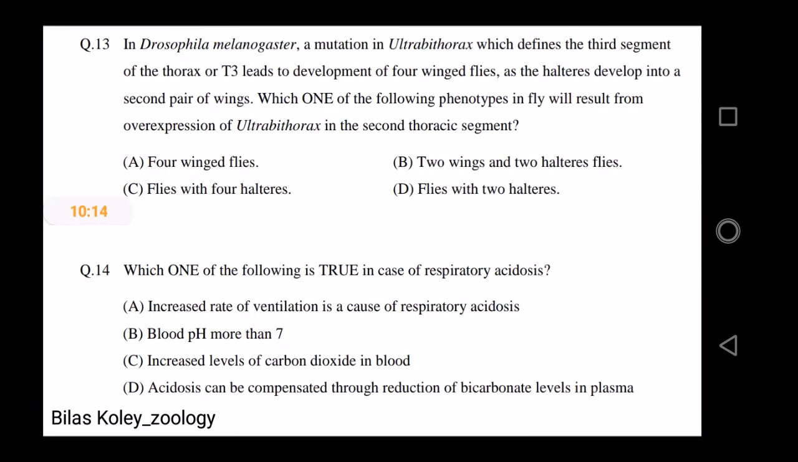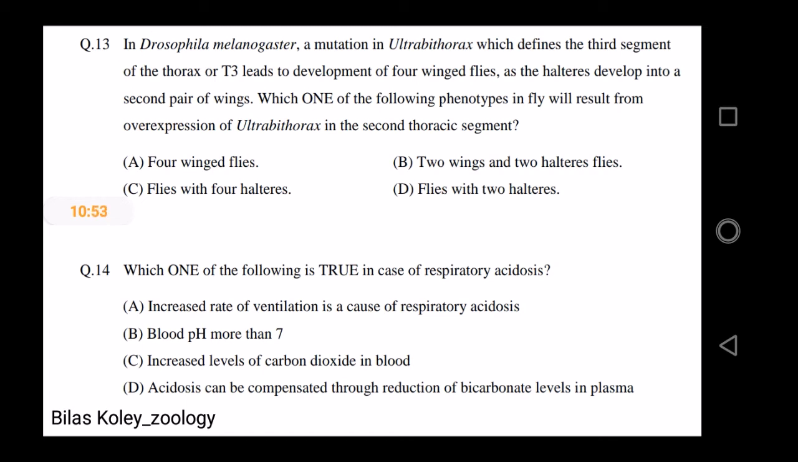Now we will discuss question number 30. In Drosophila melanogaster, a mutation in ultrabithorax, which defines the third segment of the thorax or T3, leads to development of 4-winged flies. As the halteres develop into a second pair of wings, which one of the following phenotypes in fly will result from overexpression of ultrabithorax in the second thoracic segment?